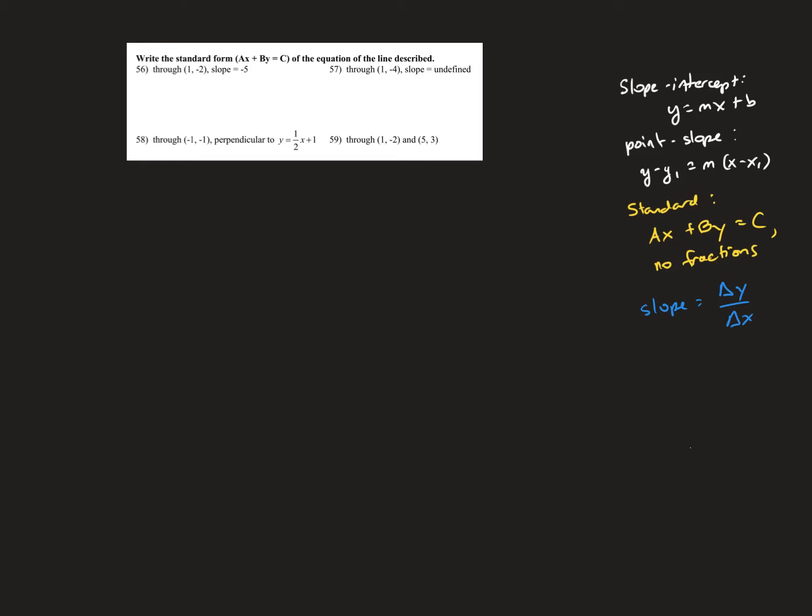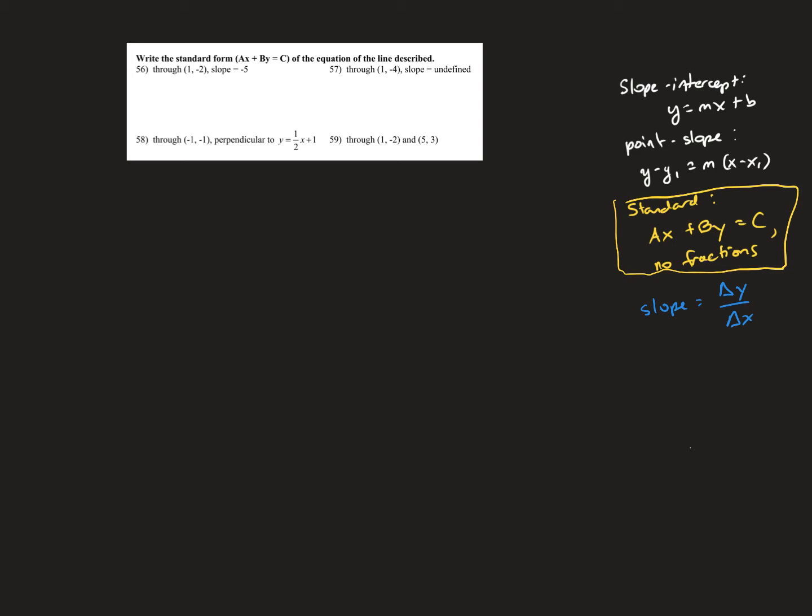All right, everybody, let's talk about standard form of a linear equation. There are three forms of a linear equation that you'll need to know. Slope-intercept, y equals mx plus b, where m is the slope, b is the y-intercept. Point-slope, which is y minus y sub 1 equals m times x minus x sub 1, where m is the slope, and x sub 1 and y sub 1 are any point on the line, doesn't have to be a y-intercept.